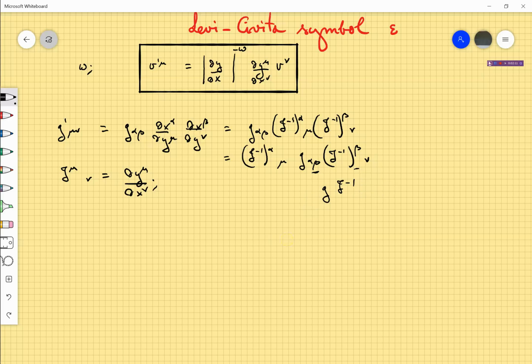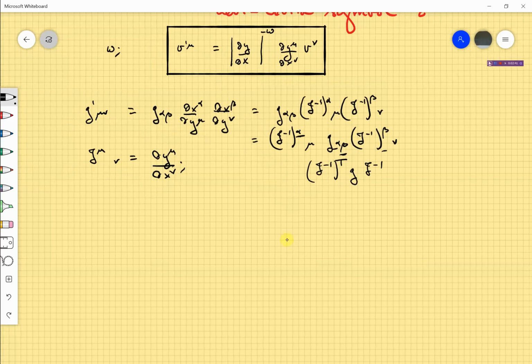However, in the first factor, I am contracting the first index with the first index. Since this is not the standard rule for multiplication, I need to consider the transposed. So this will be J minus 1 transposed times g. Then I am contracting the second index of J minus 1 transposed, which is the first index of J minus 1, with the first index of g, and this is the right multiplication in matrix language. Let me put it in this way: J minus 1 transposed, g, J minus 1.